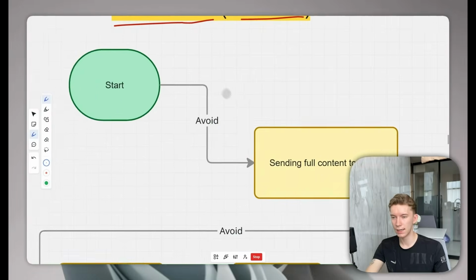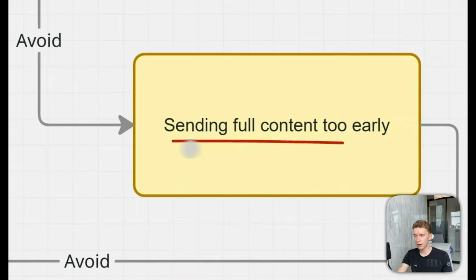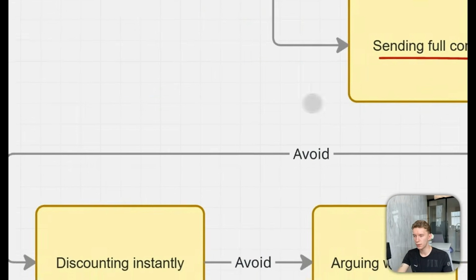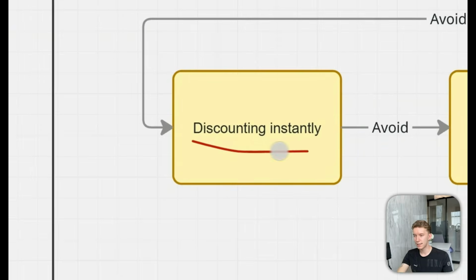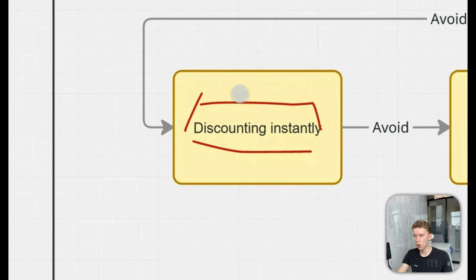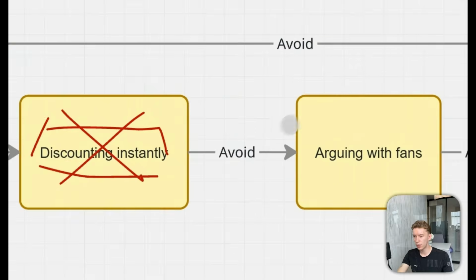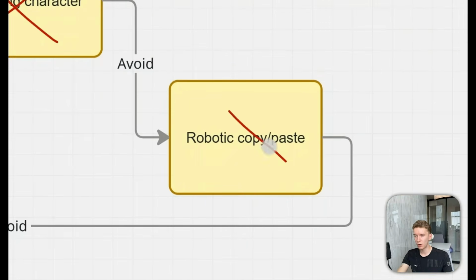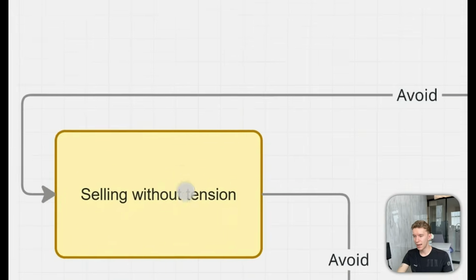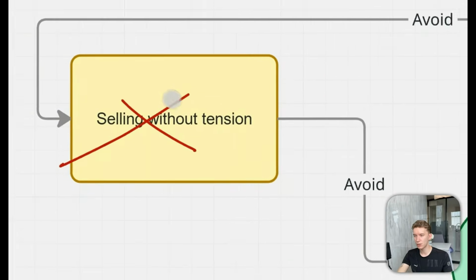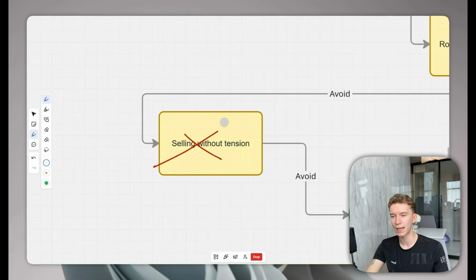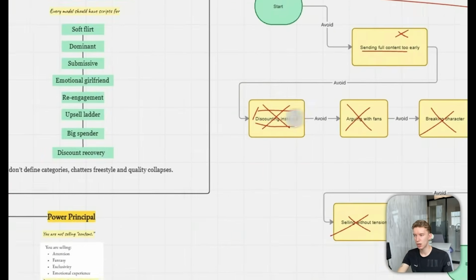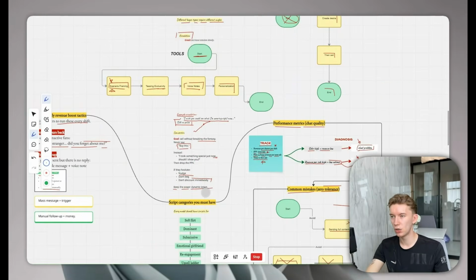Sending full not safe for work content too early is a big no-go. You don't want them to do that. Okay? Again, discounting instantly, another thing you don't want them to do. Okay, avoid arguing with fans, avoid breaking the model's character, avoid copy and paste style chats, and again, avoid selling without tension. If you do this, you're not going to make any revenue. Okay, so that is again just another common mistakes chart that you guys can follow and understand.